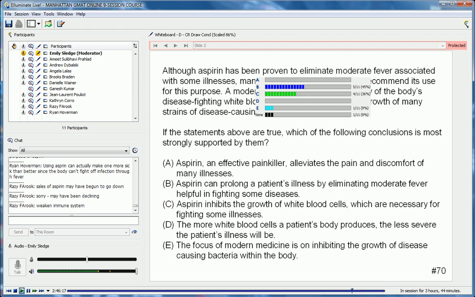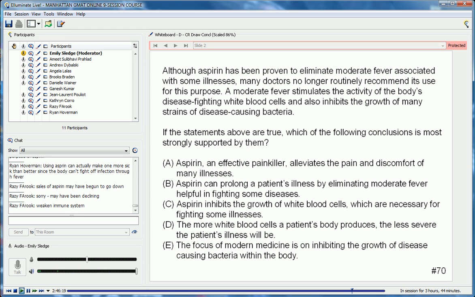Smile if you did some sort of diagram on this one, and thumbs down if you approached it a different way. Okay, so you guys are leaning not towards the diagramming. All right, so let me hear from somebody here. Brooks, you were doing a thumbs down. Brooks, how did you approach it instead?